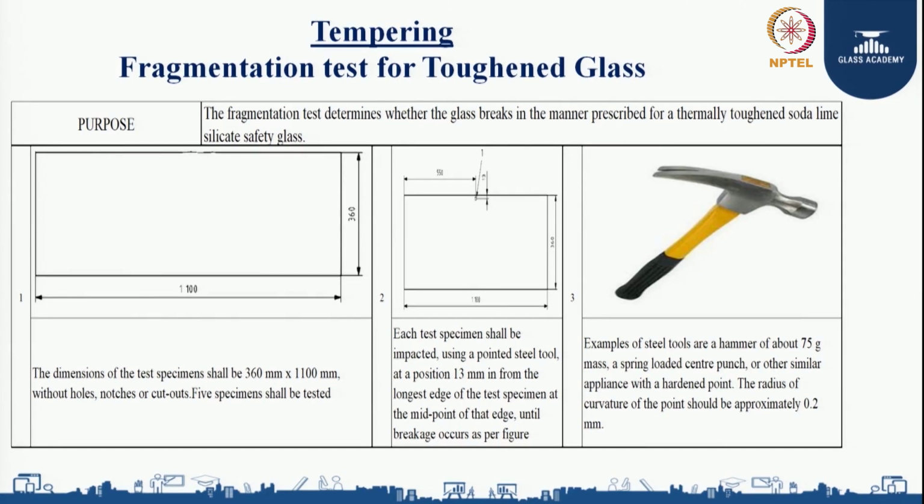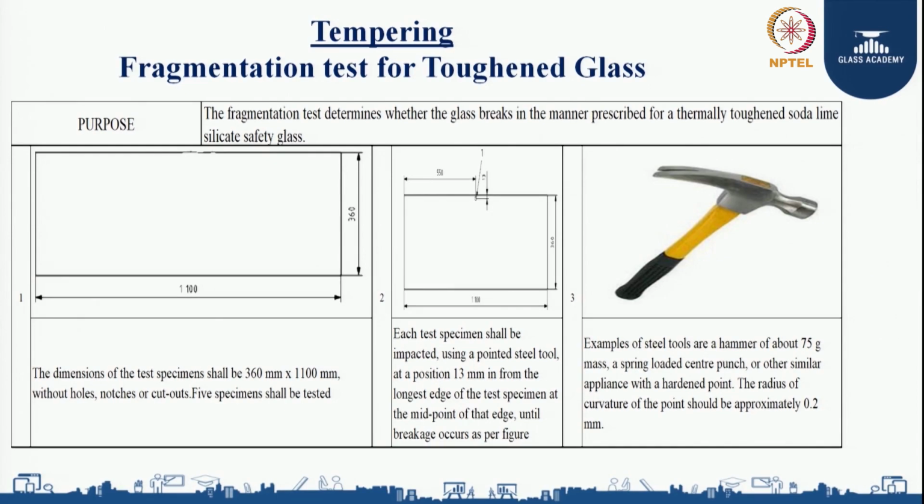Now how are you going to determine the mechanical properties or the strength that a glass acquires? Through tests. One of the tests we follow in the heat treatment process for a toughened glass is the fragmentation test. So let us take the fragmentation test. The purpose of the fragmentation test is to determine whether the glass breaks in the manner prescribed for a thermally toughened soda lime silicate safety glass.